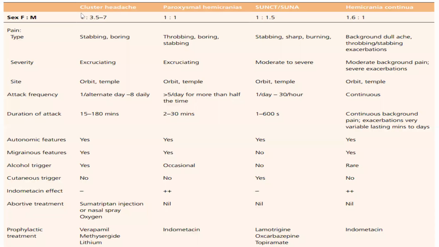Now, if we check a classification table regarding the classification of TACs, we can see that all these TACs have stabbing headache. So stabbing or jolting or boring or burning headache can be present in all sorts of TACs. But the most important thing is that hemicrania continua will be a continuous headache. Second thing is that in all of these headaches, the pain will mostly involve the first division of the trigeminal nerve, so that will be the orbit and temple.